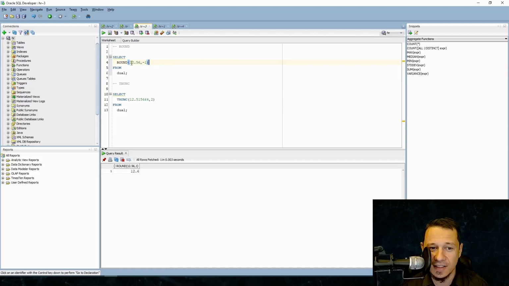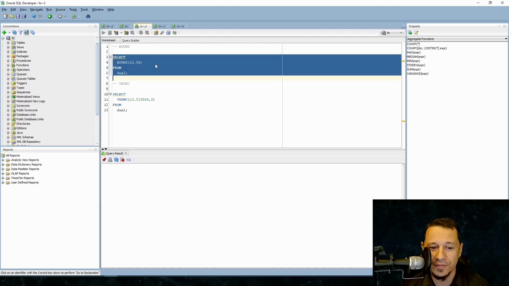The second parameter, if it's put as a negative number, so for example -1, the function looks to the left-hand side of the decimal dot, and it will round to 10. Let's try it out. And we can see it rounded to 10. The second parameter is optional, and if we omit it, it will default to 0. So to round to a full integer number. So this will round to number 13.